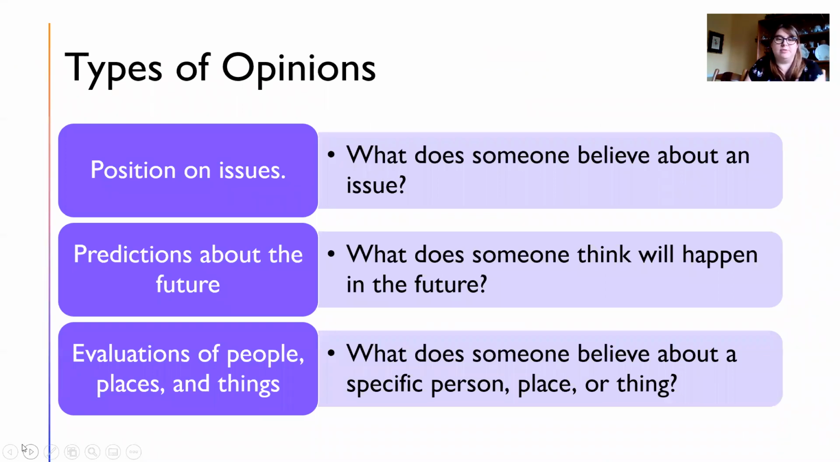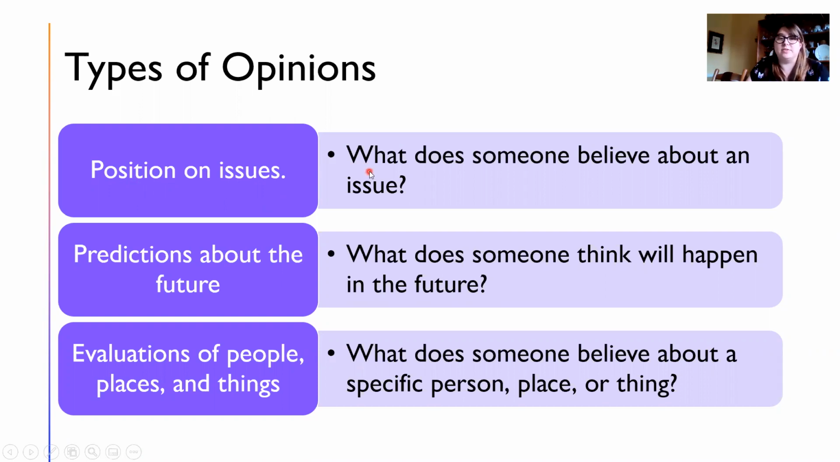So there are three types of opinions that we are going to be using and talking about, and we're going to go through what each of them looks like. The first type of opinion is a position on an issue. Issues are things that matter to us, things like politics, education, healthcare, finance. Those are things that we feel passionately about. And the position that you take is just your personal opinion about those issues.